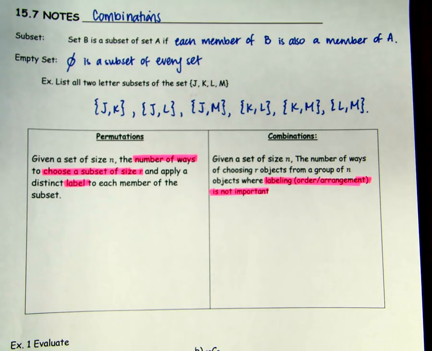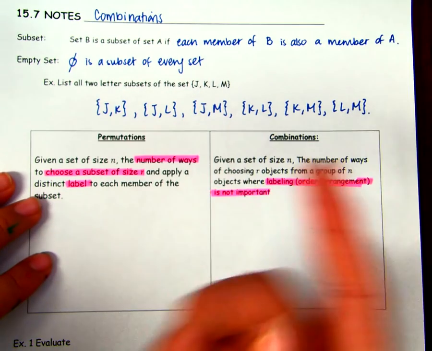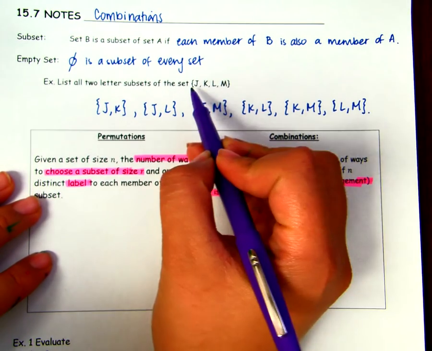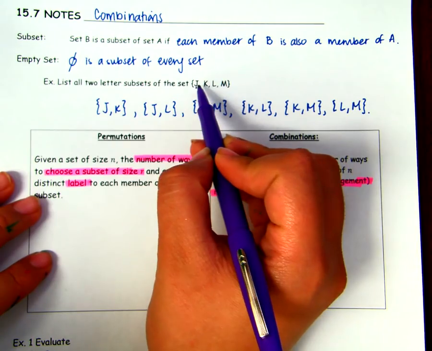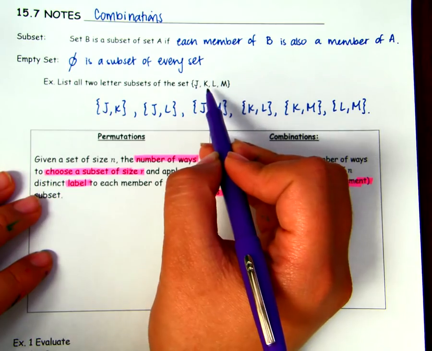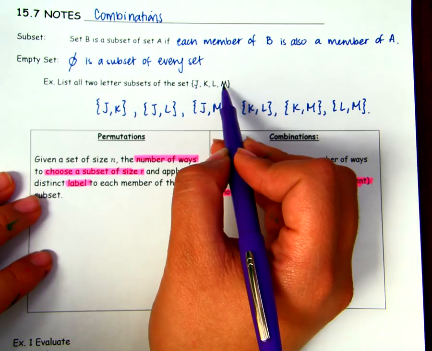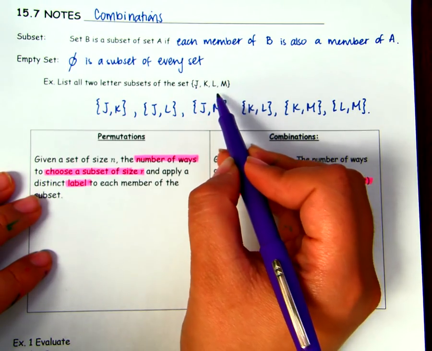So if I were to list all the two-letter subsets of the set JKLM, that's saying that you have a group of 4 letters, JKLM, and then you're just trying to make subgroups with 2 letters at a time. So I can have JK, JL, JM. Notice that when I write these down, I always start with the first letter, and then I partner you up with K, and then with L, and then with M. And then I move on to K. K will be partnered with L. K will be partnered with M. And then last but not least, I do L with M.